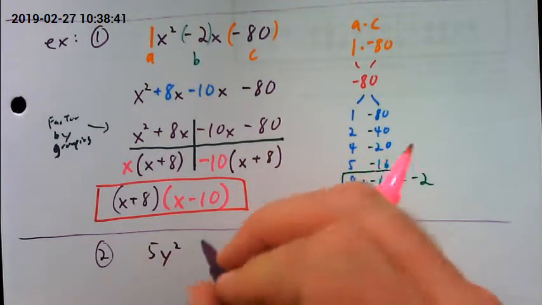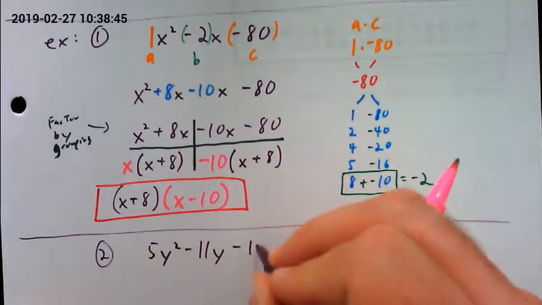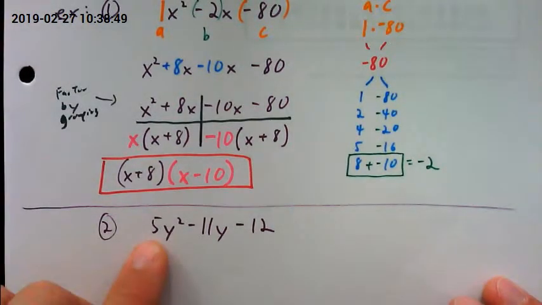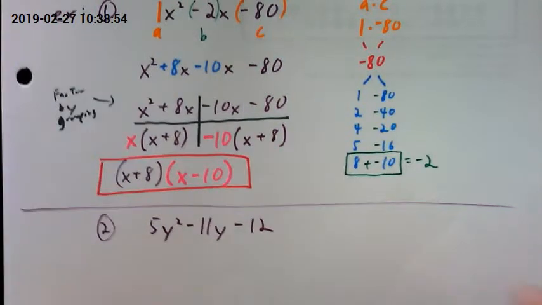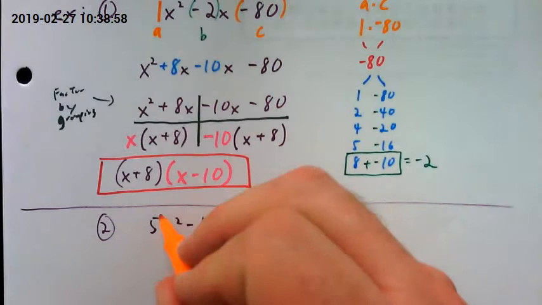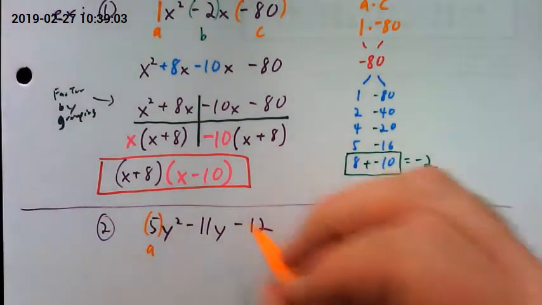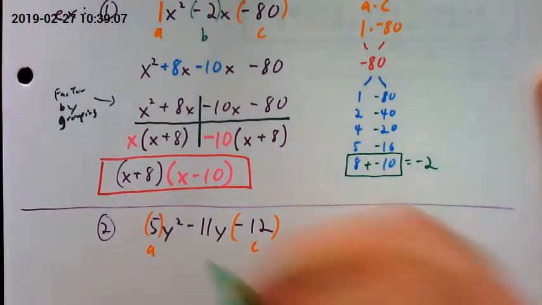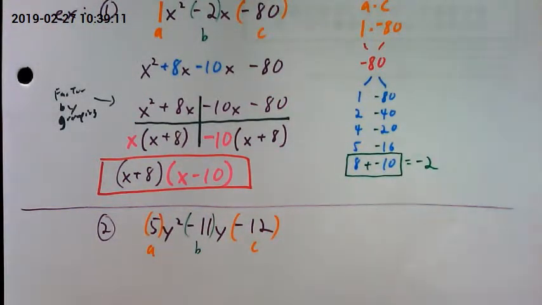5y squared minus 11y minus 12. Yeah, this one is slightly harder because our first value is not a leading coefficient of 1, but we have an a value to start off. So identify that a value. Here it's positive 5. Our c value, again, is the negative 12. And our b value, here in the middle, is negative 11.